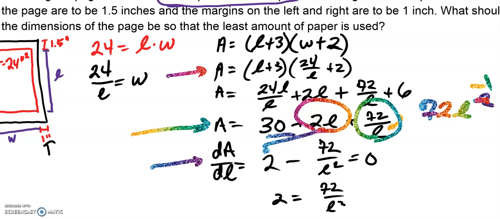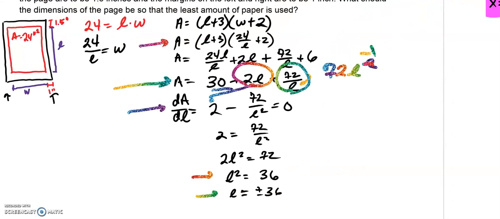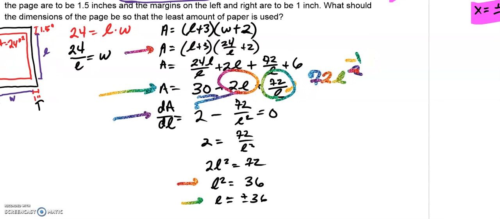Anyway, you get the derivatives here, set that equal to 0. And when you set that equal to 0, go through and solve. L squared is equal to 36. So our length is going to be optimized at 36 inches. Okay.